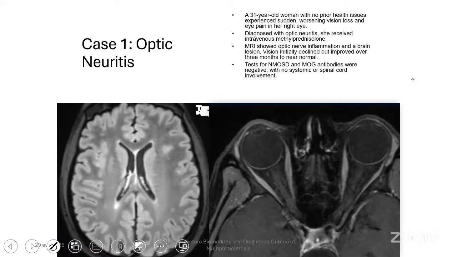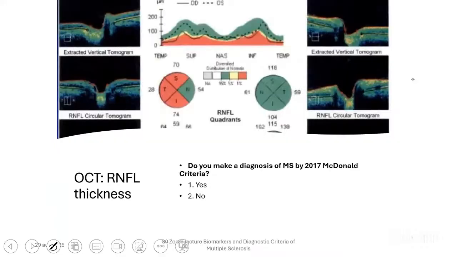You can see the optic nerve involvement in this MRI, and worsening vision loss and eye pain of the right eye. You can see the right eye in this MRI. They did the OCT, and you can see the OCT sectors: superior, inferior, temporal, nasal, thickness. And this is the right eye and left eye. Do you make a diagnosis of MS by McDonald criteria in this case? Because it is reflecting the thickness.